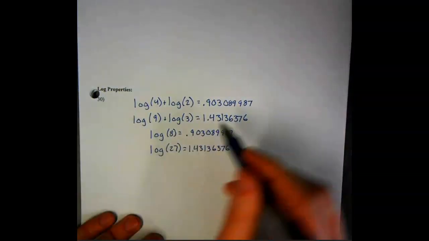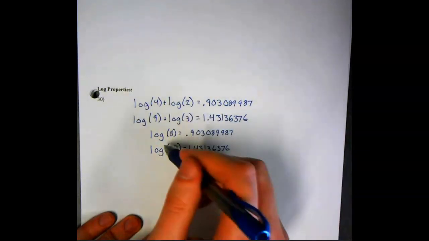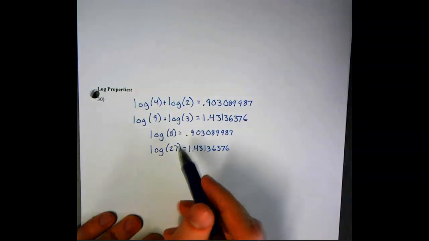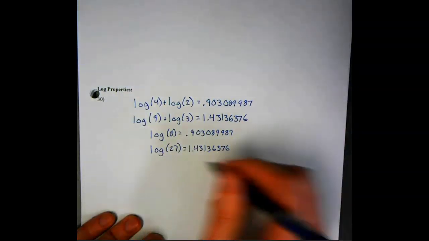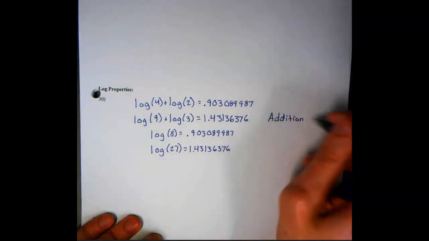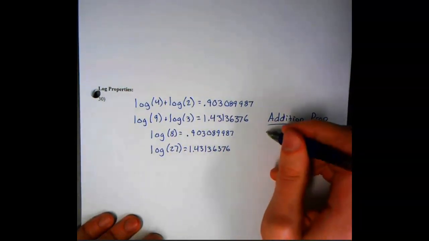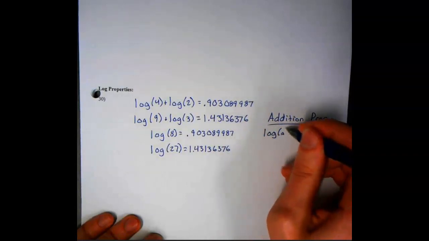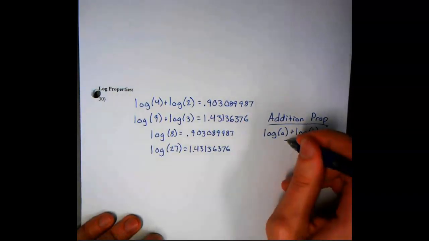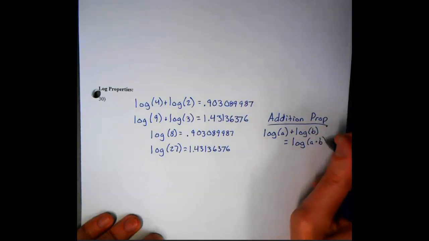And as you can see, the log of 4 plus the log of 2 is the same as log 8. And the log of 9 plus the log of 3 is the same as log of 27. And that is what we are going to be calling the addition property. And what that means is that if you have the log of some number plus the log of another number, that's going to equal the log of those two numbers multiplied together.